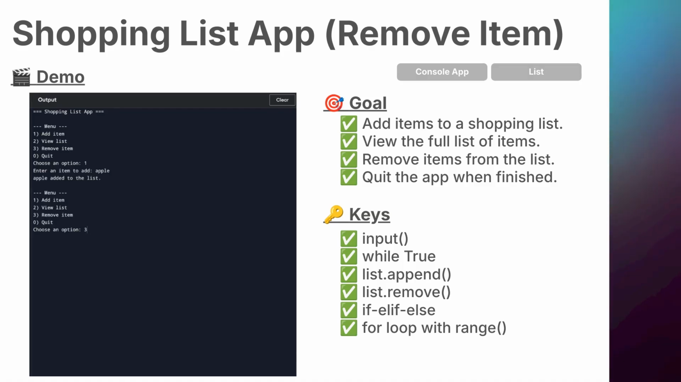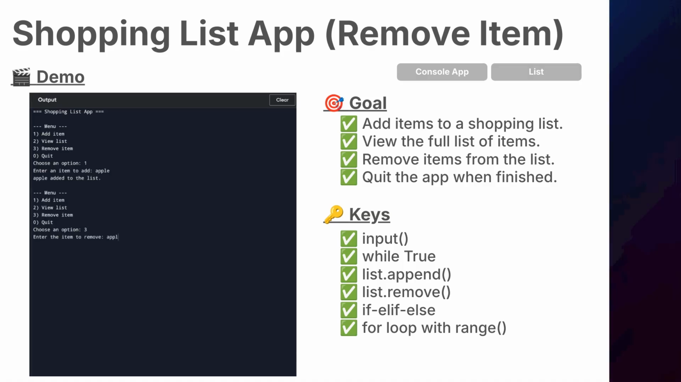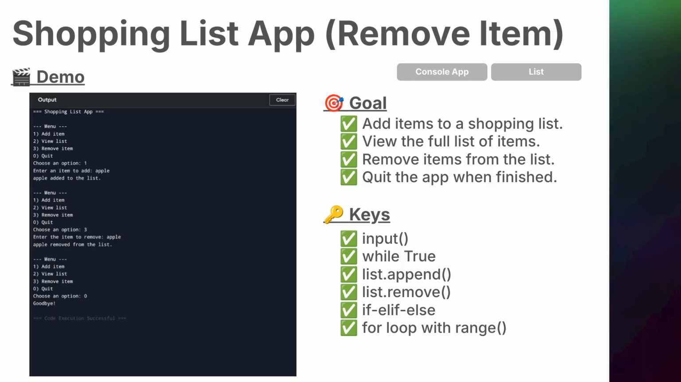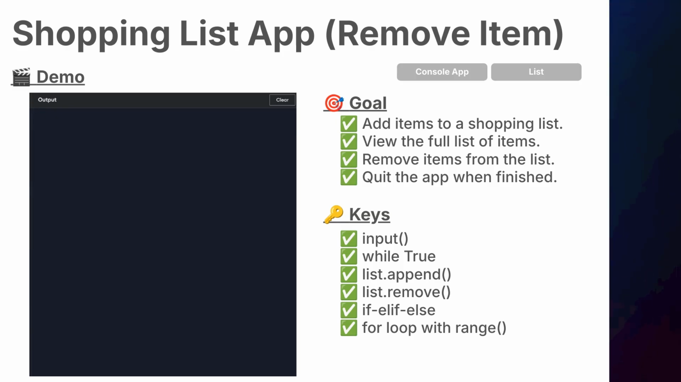For example, when the program runs, you might first choose 1 to add an item and type apple. If you decide you no longer need apple, you can choose 3 to remove it, and the program will confirm it's gone. Finally, you can select 0 to quit, and the app ends politely.